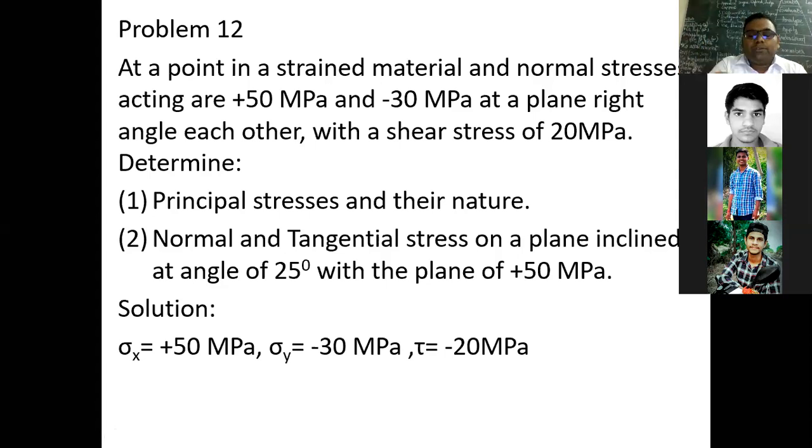So according to this, you can see that sigma x is 50 megapascal, sigma y is minus 30 megapascal, and tau is 20 megapascal. And why are we considering the tau as negative here? Because if you read this question, you can see that it is given planes at right angle to each other with the shear stress of 20 megapascal.